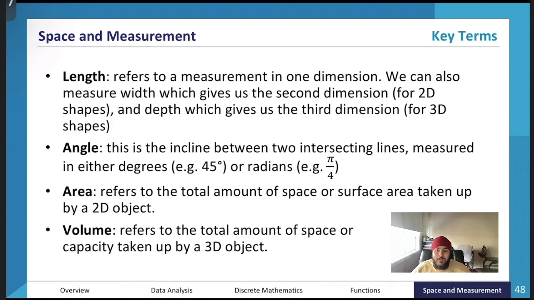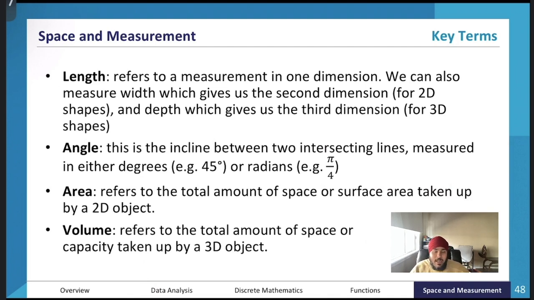So first, let's go over a few preliminary terms that you need to know. The first is length. Length is a measurement in one dimension. It could be width when there is a second dimension, and depth, which is the third dimension. But all of them are essentially a measurement in one dimension, measuring how long something is.